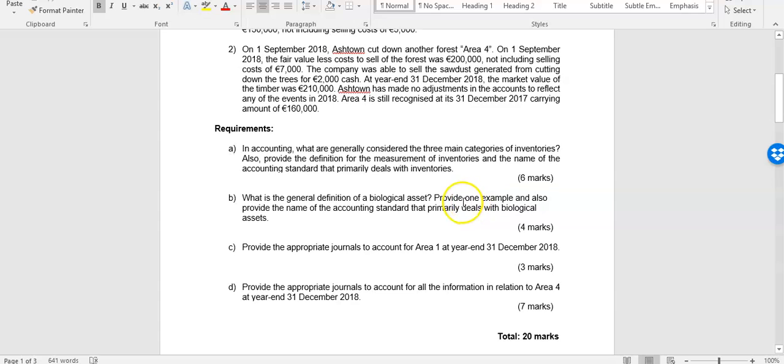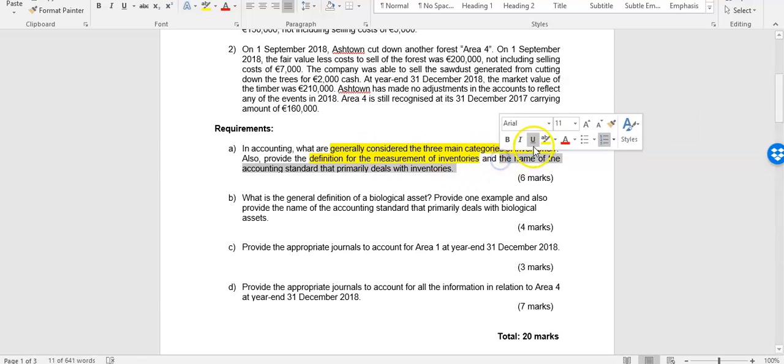And you're given 4 different requirements. In accounting, what are generally considered the 3 main categories of inventories? A definition of the measurement of inventories, that's your second requirement, and then the name of the accounting standard that deals with inventories. Now, of course, you wouldn't get that in an open book exam because it's straight out of the slides, but it's no harm knowing the key issues, because if you did get an IAS 2 issue in an exam in May, you might be asked to give journal entries and back it up by citing the rules and citing the standard. So you certainly still need to know the theory.